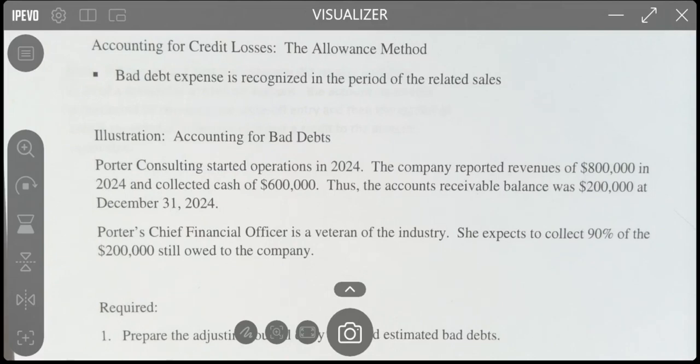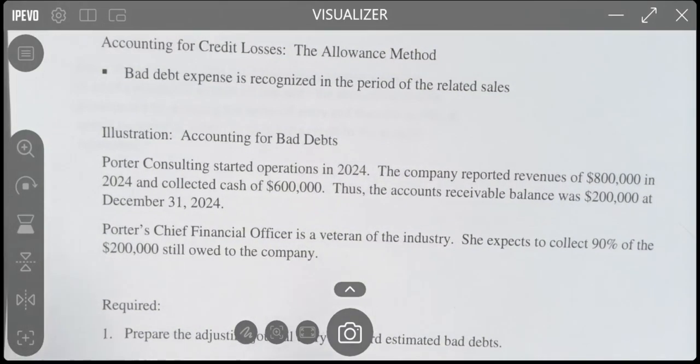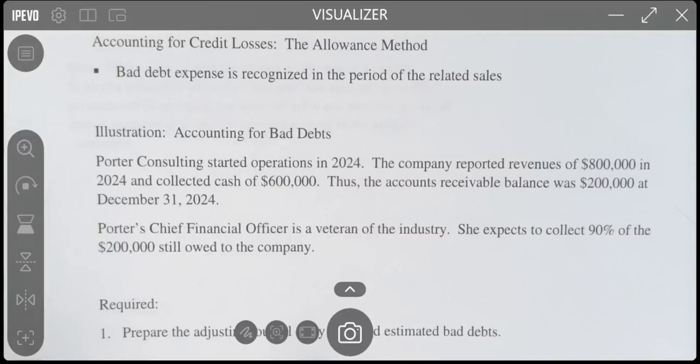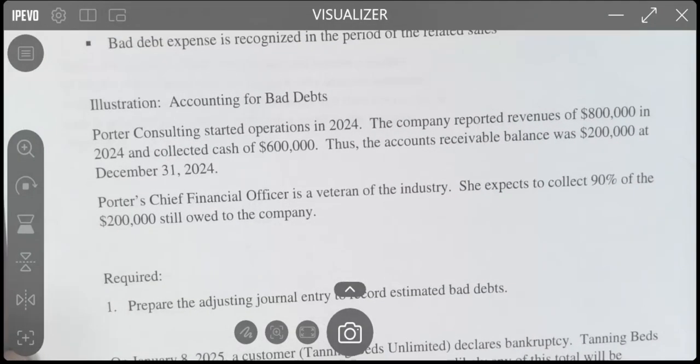Porter's chief financial officer is a veteran of the industry. She expects to collect 90% of the $200,000 still owed to the company. So the requirement is to prepare the adjusting journal entry to record estimated bad debts. So let's see that. Why don't you go ahead and pause the video and record that entry.